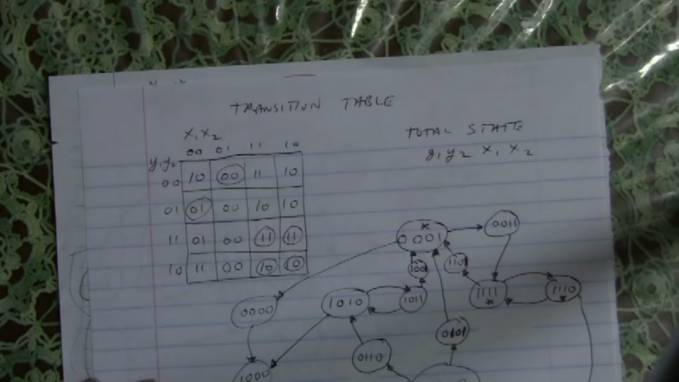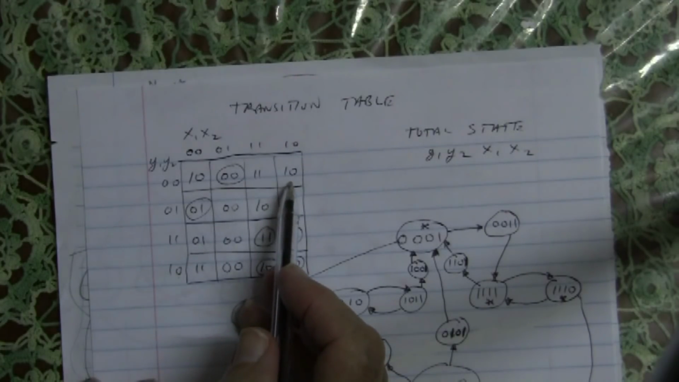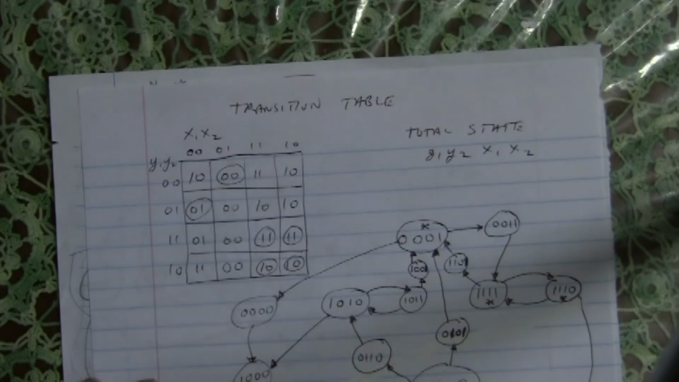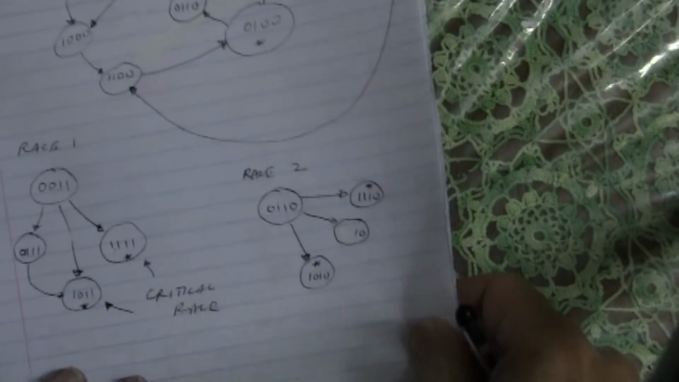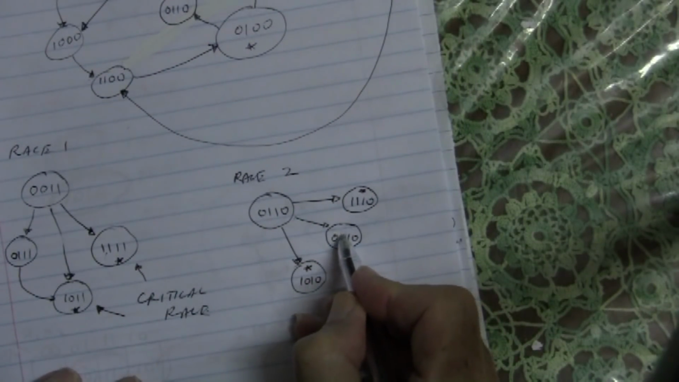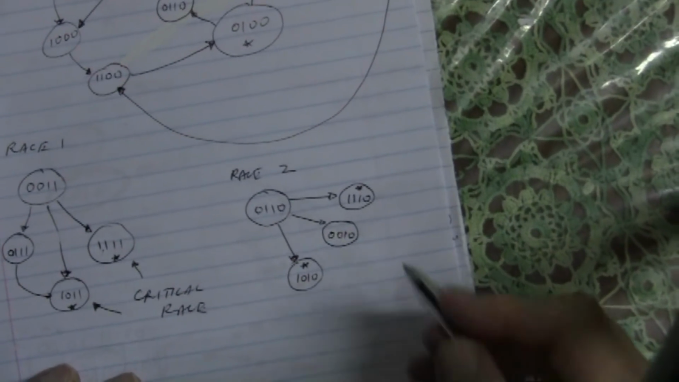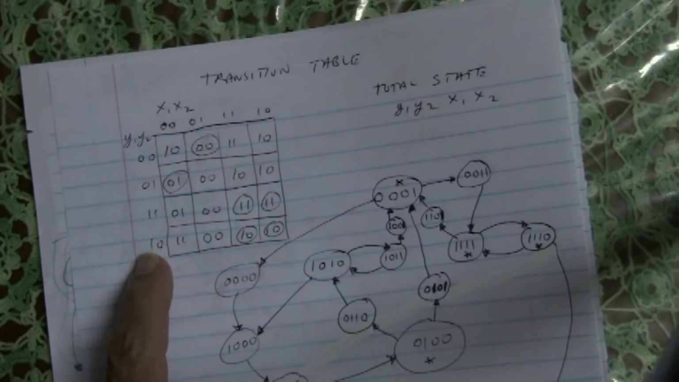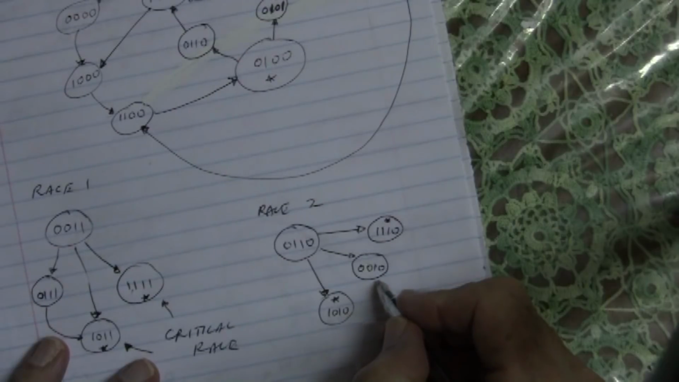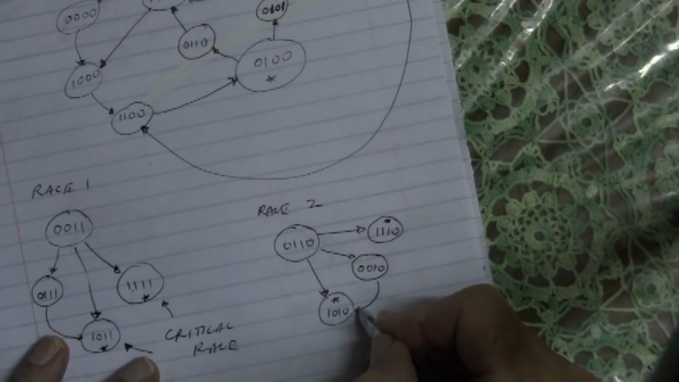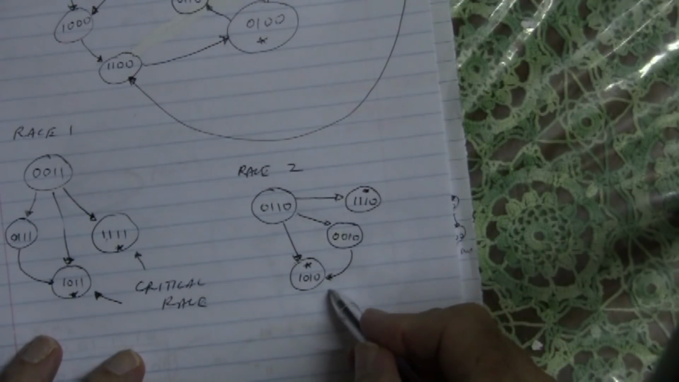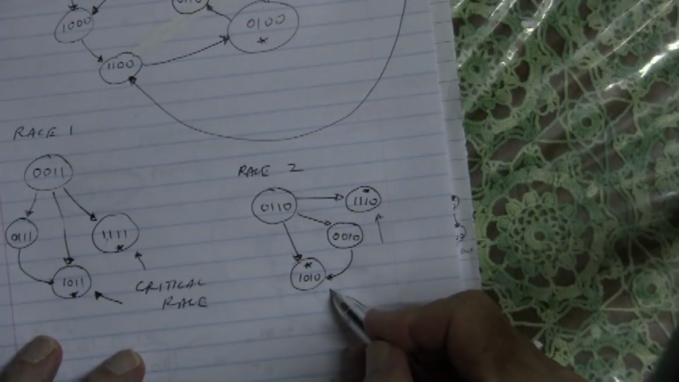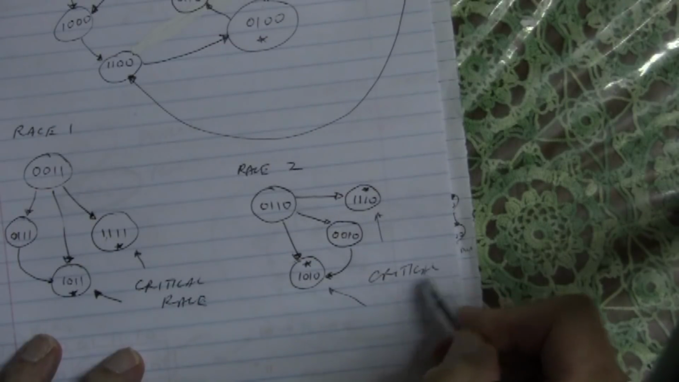But if we go here, we have an unstable state at 0, 0, 1, 0. Which sends us, where does it send us? It sends us to row 2, which is 1, 0, 1, 0. So basically, once again, we have a critical race.